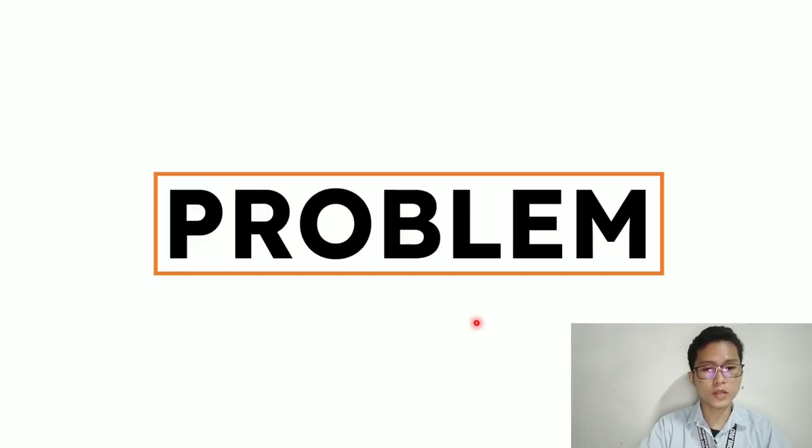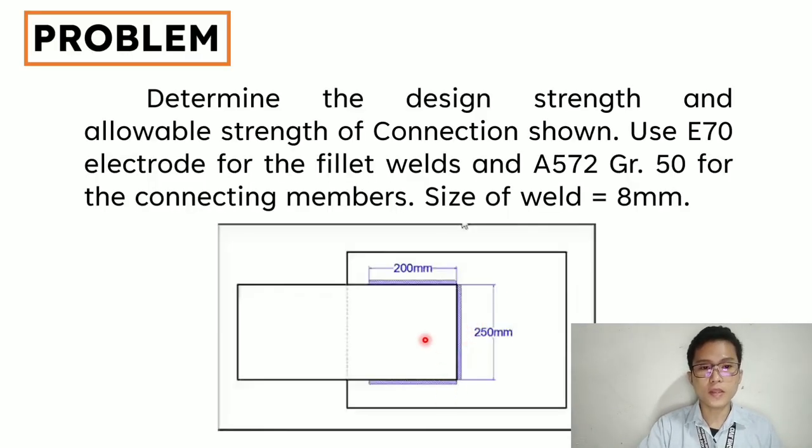So the problem that we'll be solving for this video is this. Determine the design strength and allowable strength of connection shown. Use E70 electrode for the fillet welds and A572 grade 50 for the connecting members. The size of weld is equal to 8 millimeters. As shown in this figure is our welded connection in our problem.